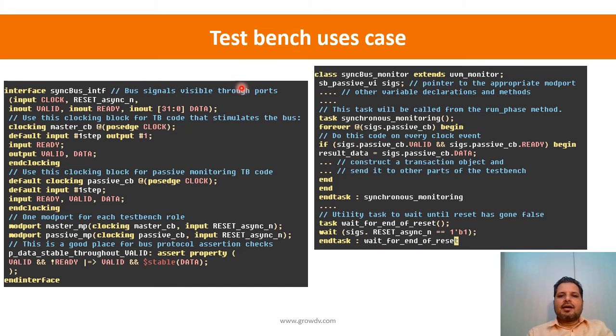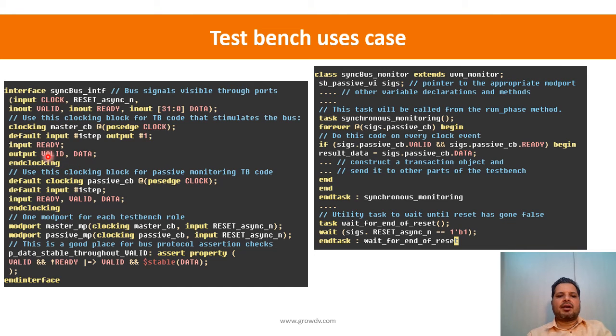So let's look at a test bench use case for the clocking block. We are defining an interface sysbus INTF over here, and then we are defining a bunch of ports. Then we are defining this clocking block master CB, the clocking event being the posedge of the clock, and then we are defining the default skews, the input of one step and the output of #1, and the #1 time unit will be derived from your time scale. Then we are declaring the signals that are the clock variables that are going to be used in this particular clocking block.